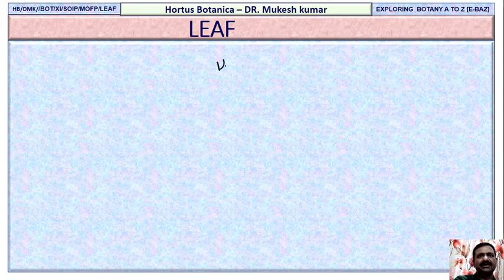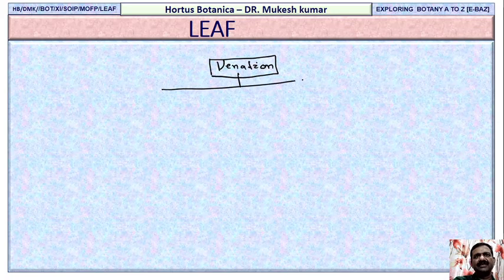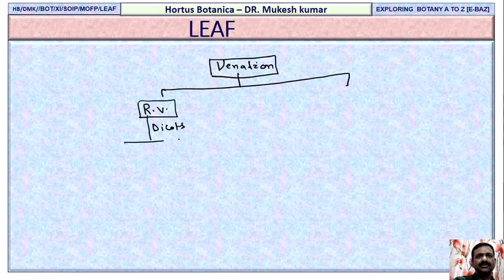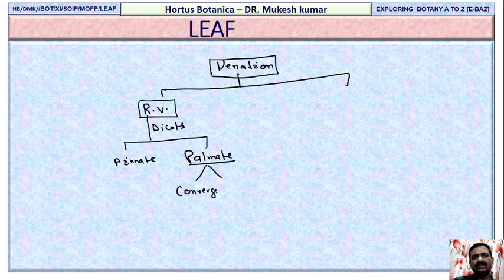We are talking about venation. So what is venation? This is the arrangement or distribution of veins and veinlets. We find here reticulate venation, which is very common in dicot plants, as I told you. Here we have two types. Either there will be one midrib, which is called pinnate reticulate venation, or more than one midrib, which is called palmate reticulate venation. If more than one, either they are coming to one point, called convergent type, or they are moving from one point, called divergent type.